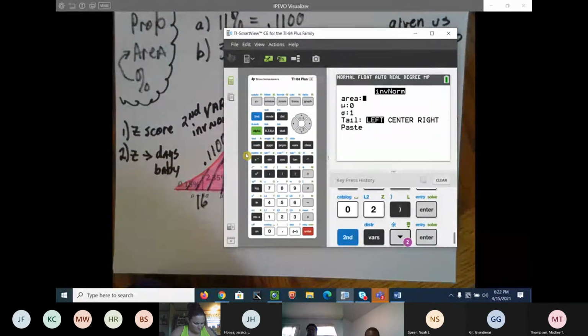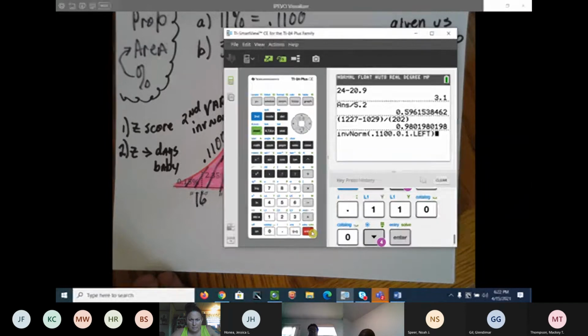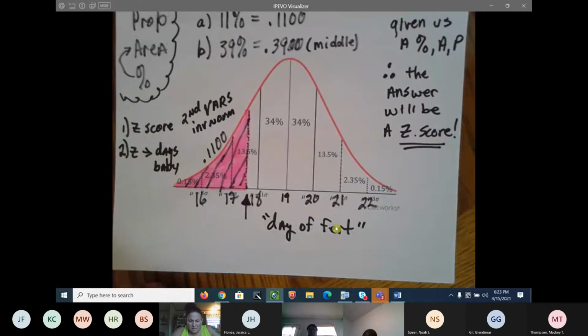And I think, Miss Kidd, all you have to type in is 0.1100 and a close parenthesis, just like that. I got negative 1.23. That sounds about right. Look where it is on your picture. Paste and enter. And look on your picture right here. Let me move this out of the way. 1.23. There's 1. A half would be right about there. So that's right, 1.23.